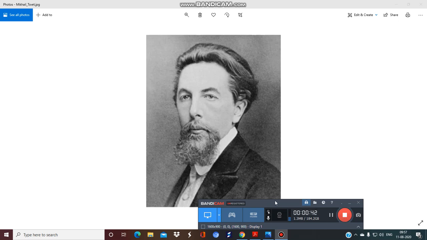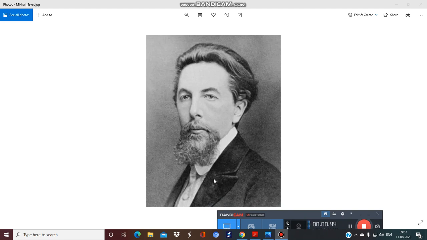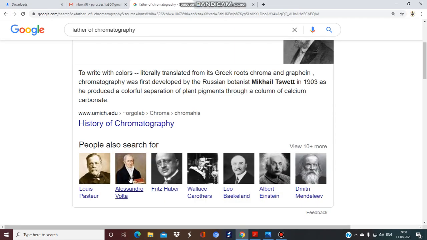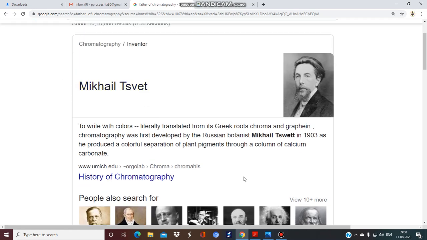So we have started the concept of chromatography. You will see on your screen he was regarded as the father of chromatography, the most important personality in the field of chromatography. Without this person, we cannot even imagine the isolation part. His name was Michael S. Tswett, in 1903. He developed the concept of chromatography.